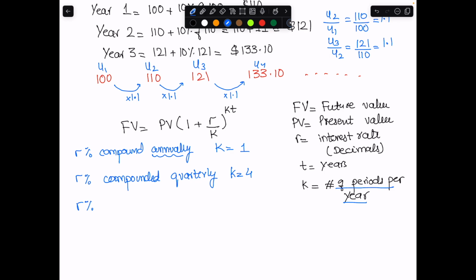Similarly, if the interest is compounded monthly, my k value would become 12, because there are 12 months in a year. And if it's compounded daily, my k value is 365, because there are 365 days in a year. So depending upon the compounding, annually, quarterly, monthly, the k value would change, and that's how my formula would change.